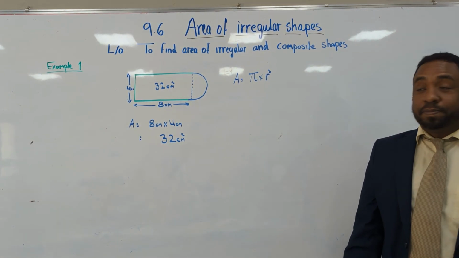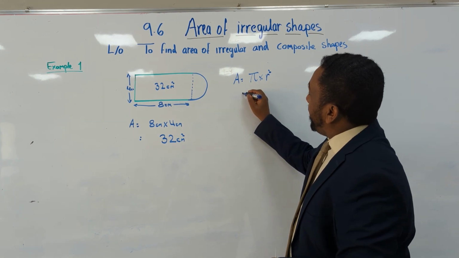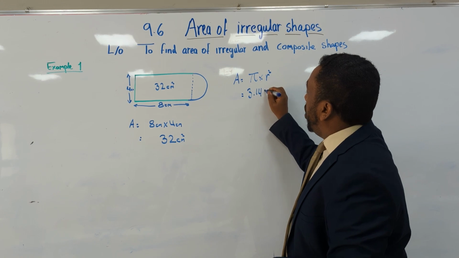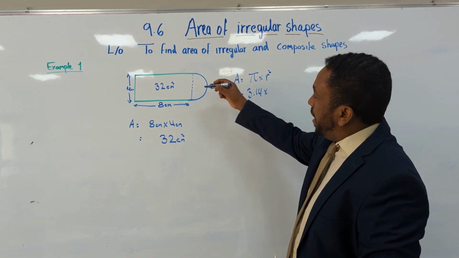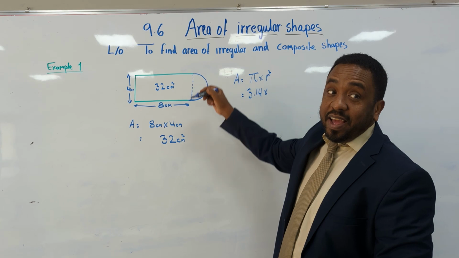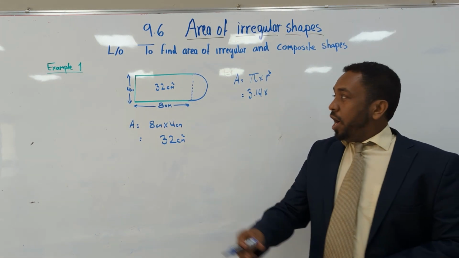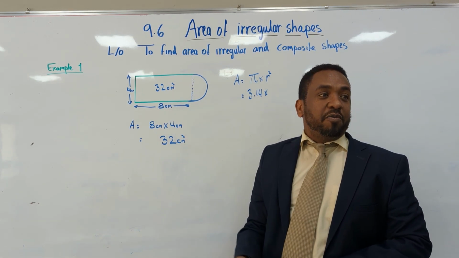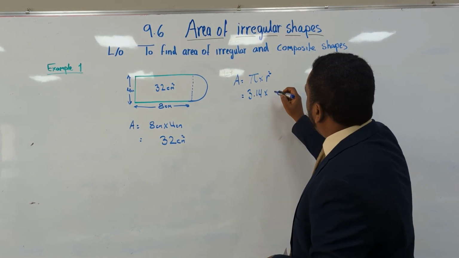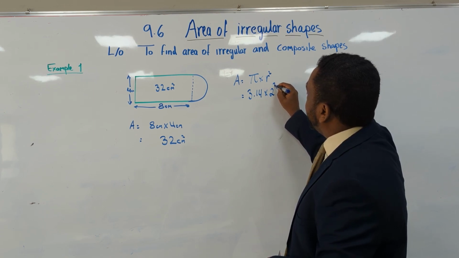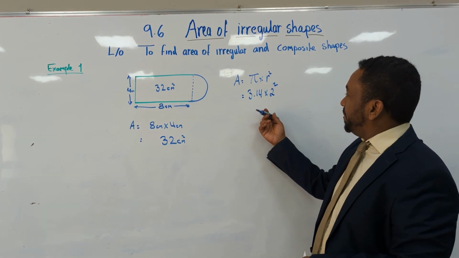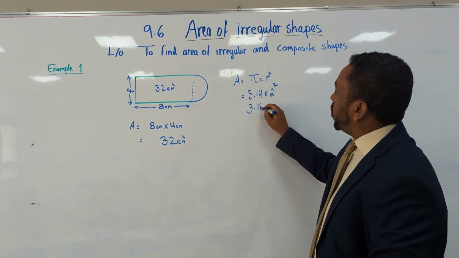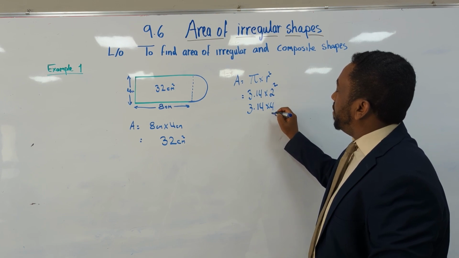So now let's do that. What is pi? 3.14. Okay. What is R? Half of the diameter. How much is the diameter? It's 4. So what is half of 4? 2. So we put 2 here and we square it. Are you with me? So let's multiply this. What is 2 squared? 4. So we multiply 4 by 3.14.